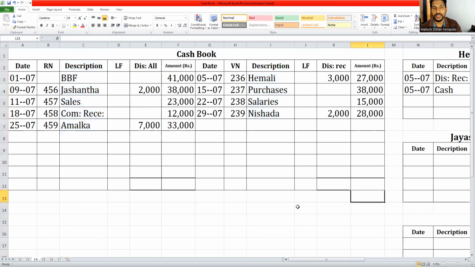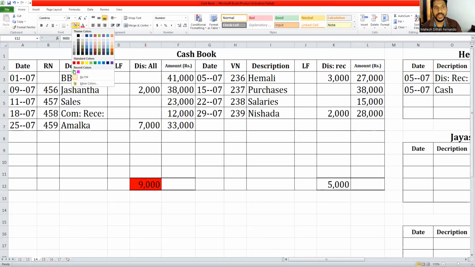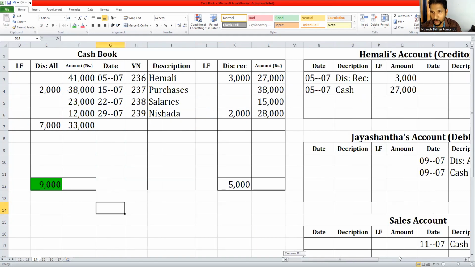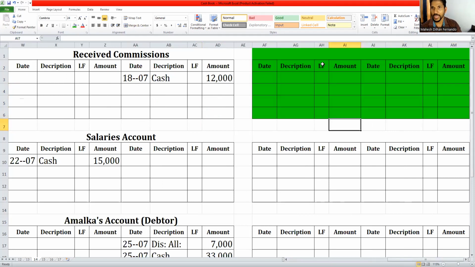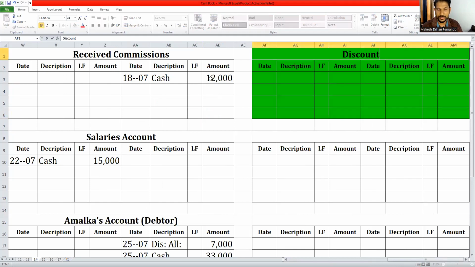Good. Now, I'm going to take the addition of the discounts allowed. Total allowed discount 9,000. Total received discount 5,000. I told you that the total of the discounts allowed has to be debited to the discounts allowed account. I open a new account, and that is discounts allowed account, which is an expense.